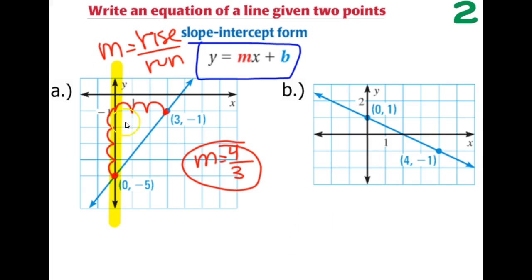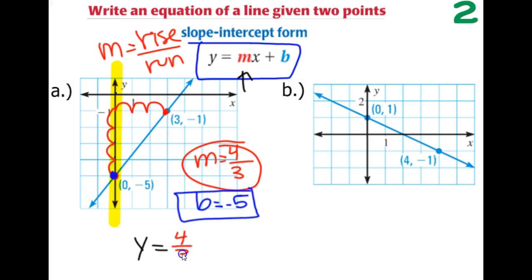So in this case, it's crossing the y-axis right here. This blue line is crossing this yellow line that I just highlighted, which is the y-axis. From the origin, we count -1, 2, 3, 4, 5. So b is a -5. Now that we have m and b, we can write an equation in this form. Y equals mx plus b, or 4/3 x minus 5, or -5. There's our equation.